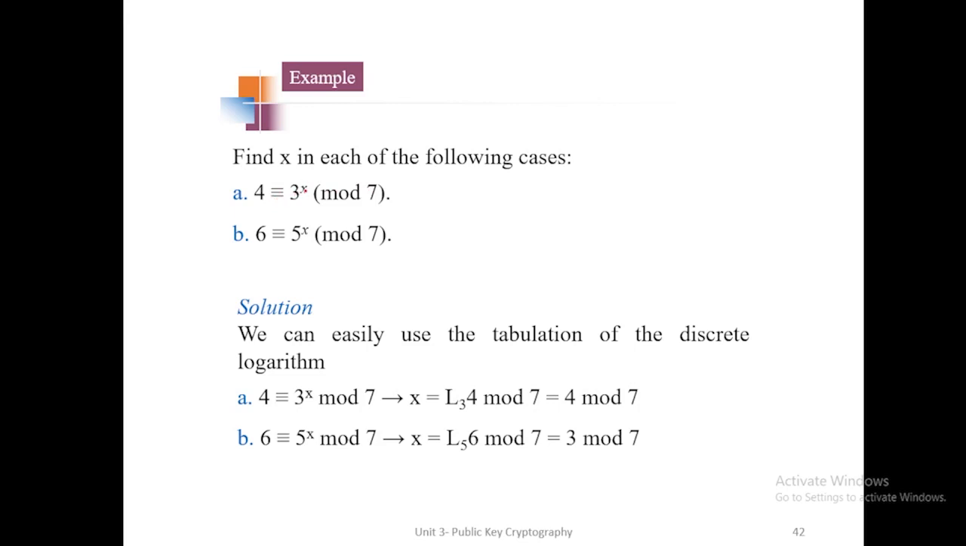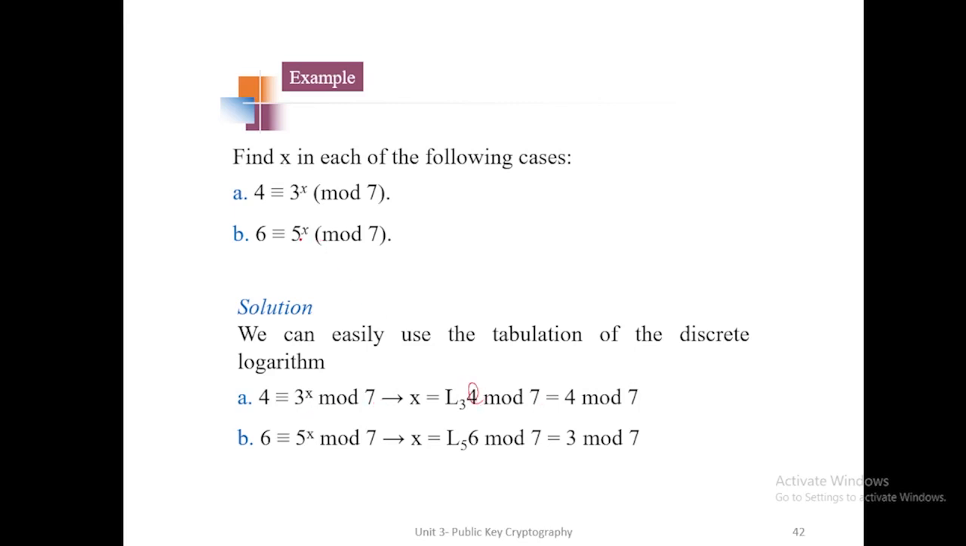So you substitute x equal to 1, 2, 3, 4 like that. For x equal to 4, 3 power 4 is 81, and 81 mod 7 gives the remainder 4. In this way, we substitute x as 1, 2, 3, 4 and so on. If any number satisfies the equation, that is the final solution. So for the first problem, the x value is 4.